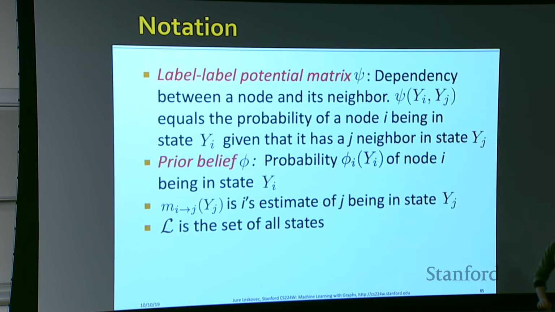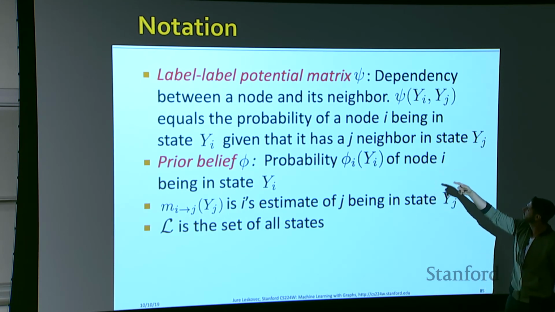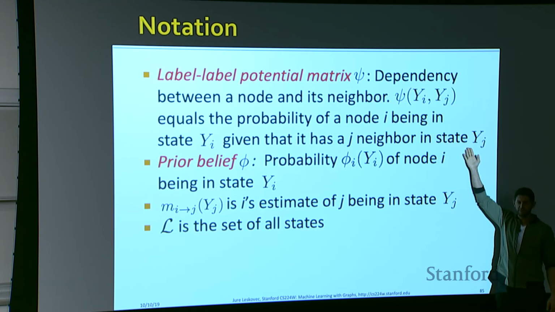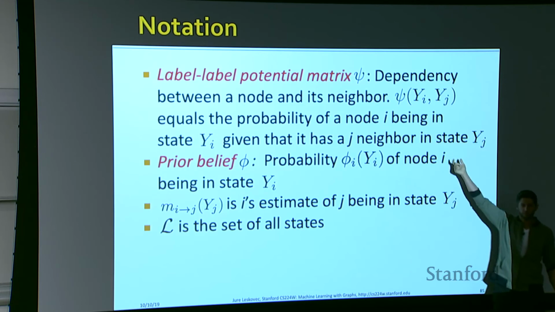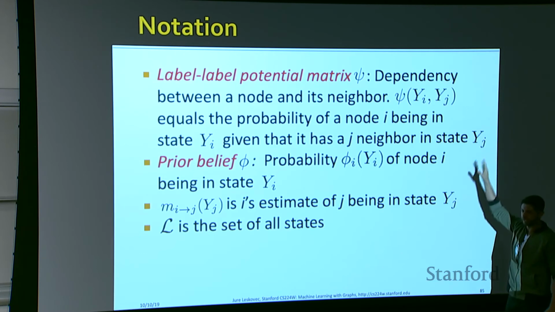Now, let's bring in a bit of notation so that we don't get lost when we take a look at the formulas. So the first thing I want you to keep in mind is that we're going to be using this label potential matrix psi, and basically what this captures is the dependency between a node and its neighbor. So it will tell us what is the probability that a node i is in state yi, given that it has a j neighbor in state yj. So we have been seeing this since the beginning of the lecture, right? We're just calling it now in a different way. It basically captures what is the correlation between node i and node j, okay? We just call it now in a formal way.